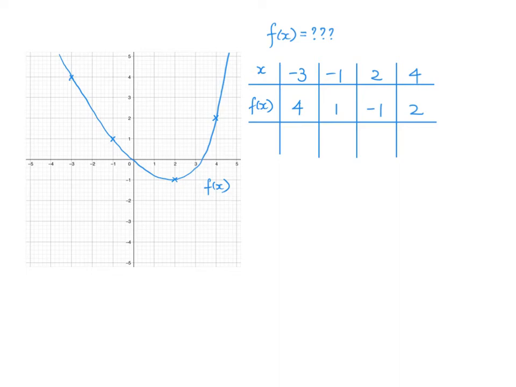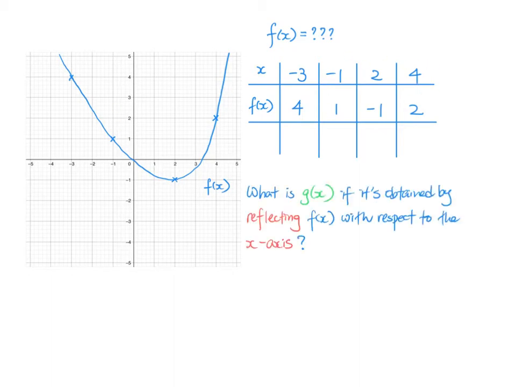Let's start out with the graph of f of x here, without knowing the equation of f of x, okay? But we have some points that lie on f of x. Now here's a question. If I'm going to have a new function g of x, and it's obtained by reflecting f of x with respect to the x-axis here, how should g of x look? How is it related to f of x?